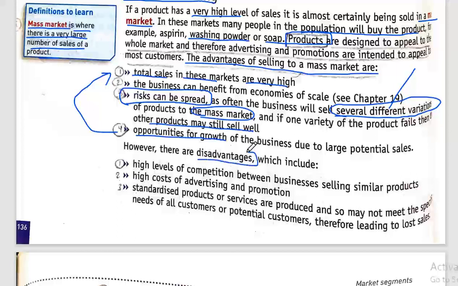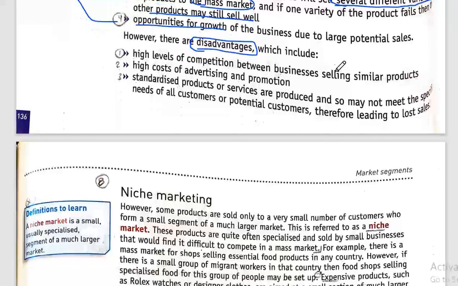So here we have the disadvantages of mass market. The first thing we must pay attention to is the high level of competition between businesses selling similar products. Whenever you're trying to know the differences between mass market and niche market, you have to put a product as an example, like soap. A lot of businesses are selling soap. So there's a high level of competition, and high cost of advertising and promotion, as a lot of businesses are selling the same thing. So I have to make it different.